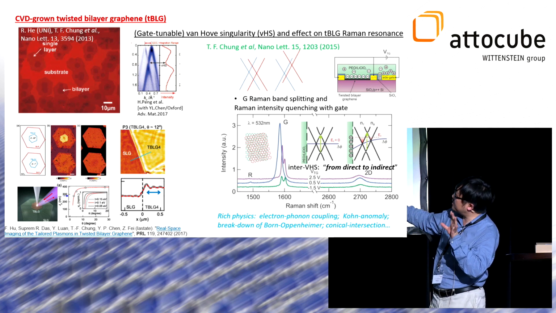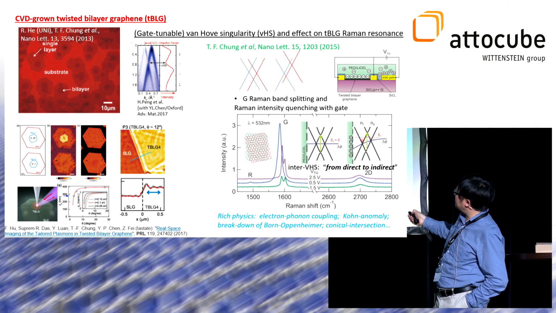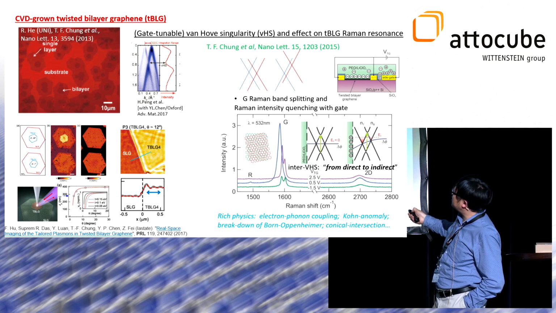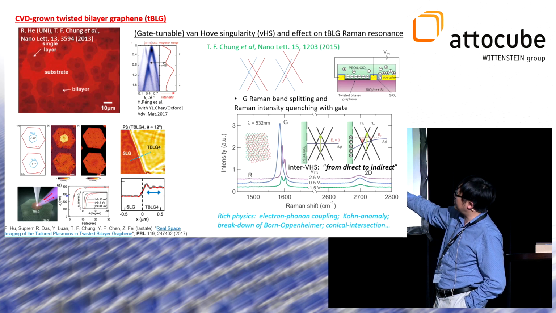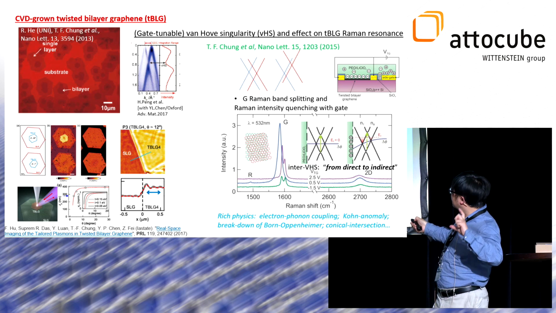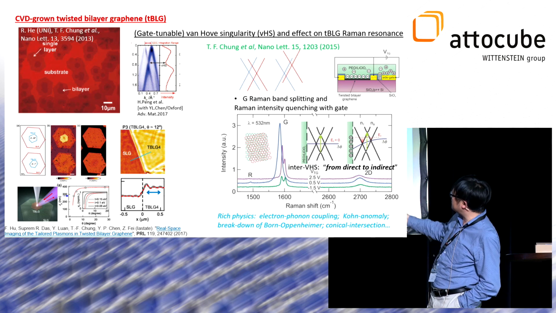One reason we use a larger twist angle is that the laser of the Raman measurement here is 532 nanometers. We want that energy to match the separation between the two Van Hove singularities. They are these ones here. And there's a well-known phenomenon that when this resonance occurs, you have a very gigantic enhancement of the Raman peak, for example, this G phonon peak.